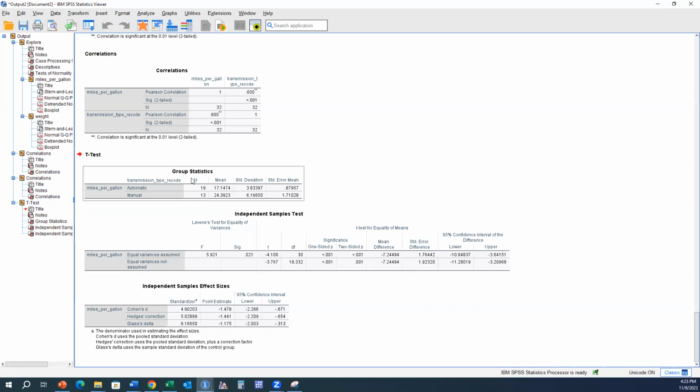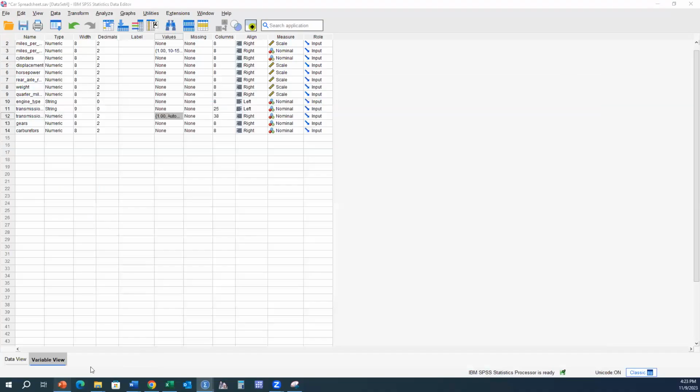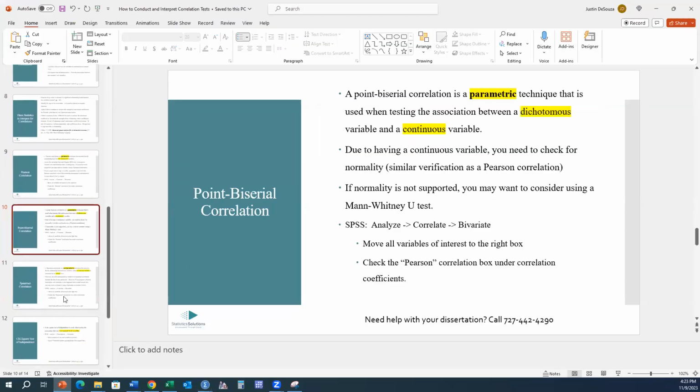Okay, so for a t-test, we're not so much looking at associations or relationships or correlations. A t-test is looking for differences between two. So differences is the key word here. All right, so that's a point biserial.